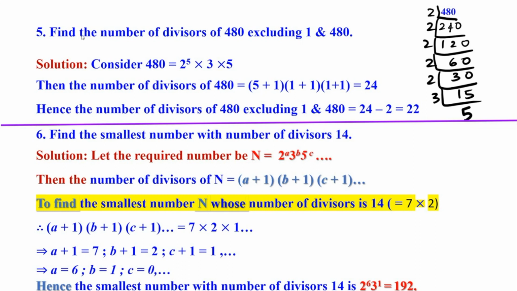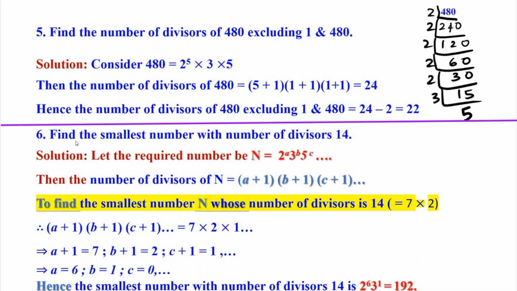Now next we find the number of divisors of 480 excluding 1 and 480. We have already found the number of divisors of 480, or of 240 or whatever the number may be, but here we exclude two numbers. So first we write this as 2^5 times 3 times 5. Then use the number of divisors formula, and you get this. If you want to exclude 1 and 480, then subtract 2 from that, so you get 22.